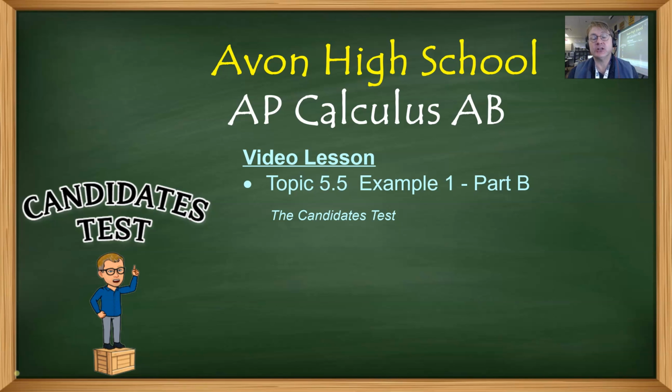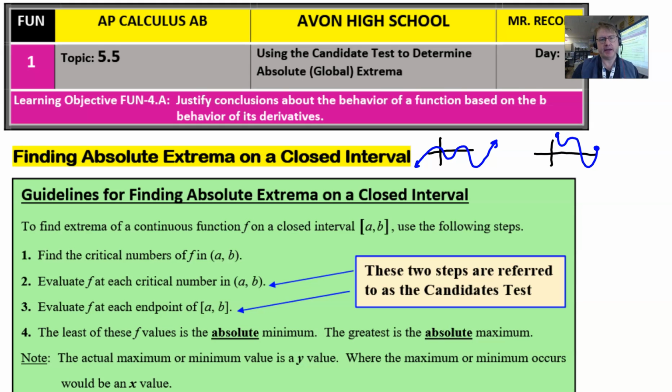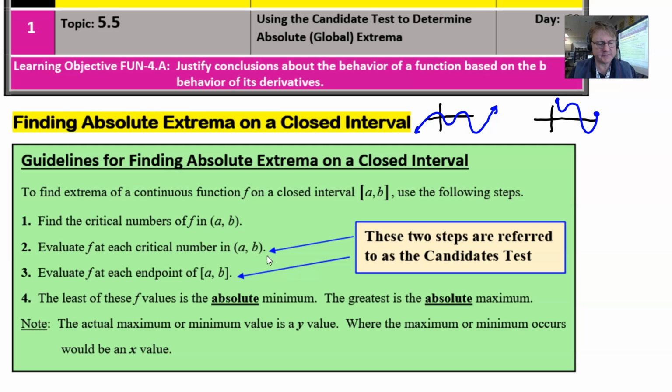Mr. Record here. Going to take a look at example 1, part B from topic 5.5. We're all about using the candidates test. If you joined us for part A of the video, we briefly walked through the guidelines for finding the relative extrema. It's very important that it all begins with taking the derivative and finding the critical numbers.